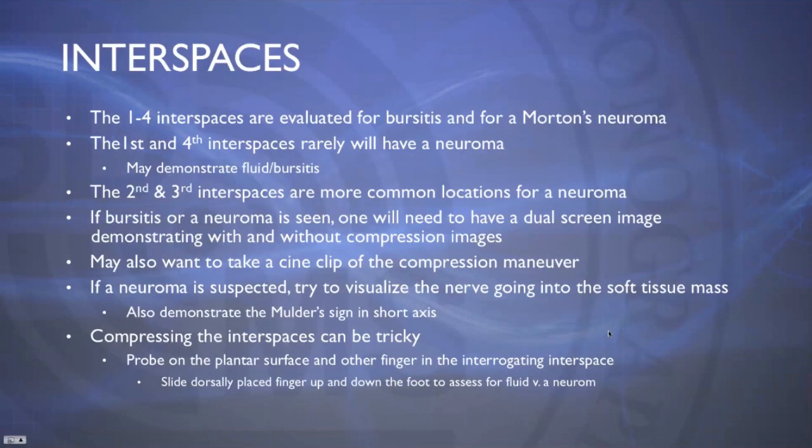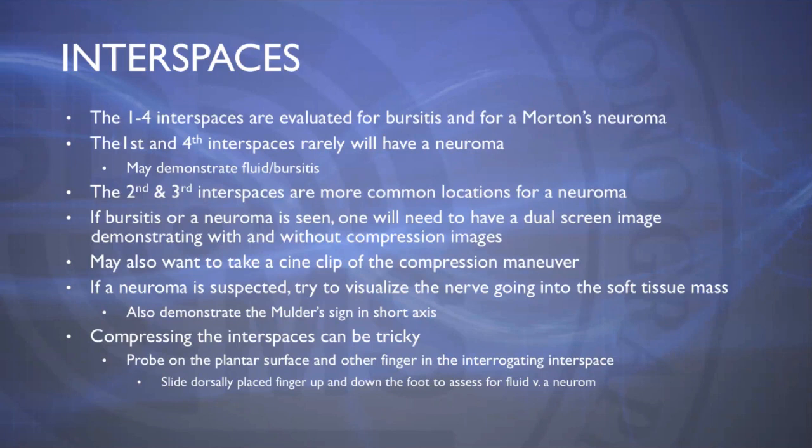Once we look at all of the MTPs, then we're going to be moving on to the interspaces. So the first to the fourth interspaces are evaluated again for bursitis and for Morton's neuroma. The first and the fourth interspaces rarely will have a neuroma, and they may demonstrate fluid or bursitis. The second and third interspaces are more common locations for a neuroma. And if bursitis or a neuroma is seen, you'll have to do a dual screen image with and without compression maneuvers. And you may also want to take a cine clip of the compression maneuver.